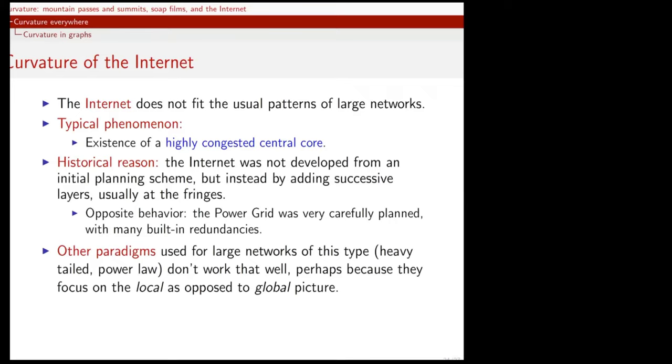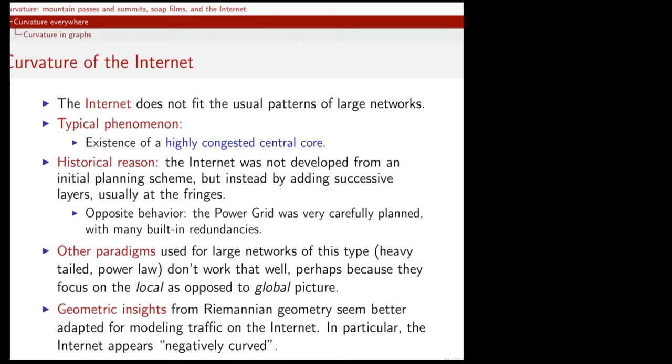And so in particular, all these paradigms used by engineers to study large networks didn't work very well with the internet. The reason is that previously they were using a local picture, looking just at, for instance, for a given dot, how many dots are connected to it by an edge. But actually here you need a more global picture. And it turns out that geometric insights borrowed from Riemannian geometry seem better adapted to model the traffic on the internet. In particular, experiments show that the internet seems to be negatively curved.